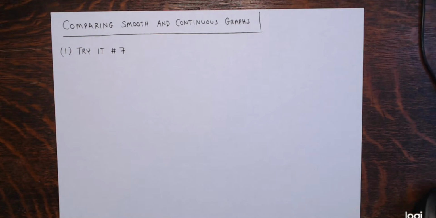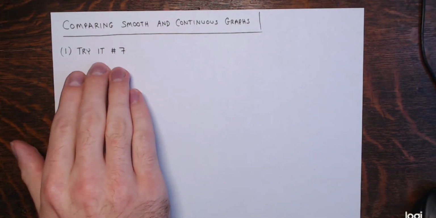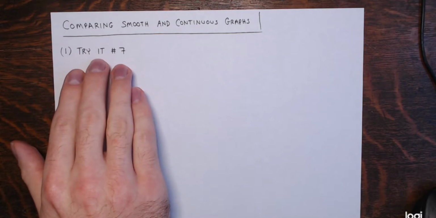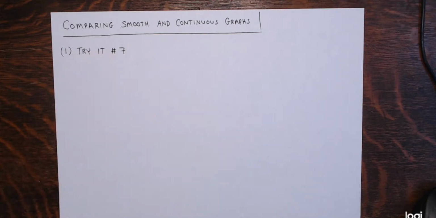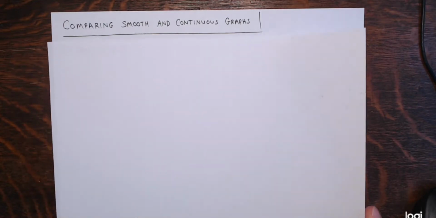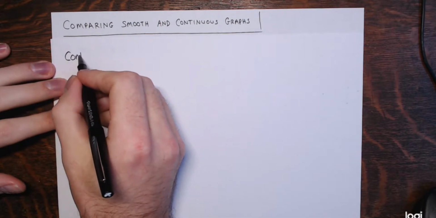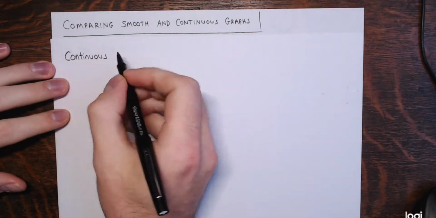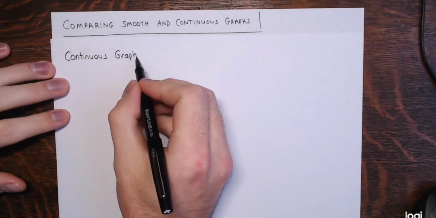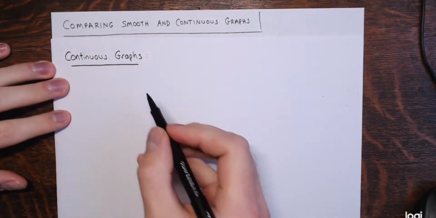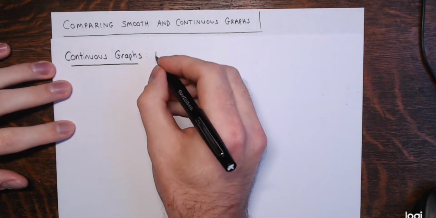Before I get into the first example, I want to do the try it problem number 7 from this section. I want to talk about what it means for a graph to be smooth and for a graph to be continuous. What does continuous mean? What does smooth mean? So continuous graphs have no breaks. There are no breaks or holes in the graph.